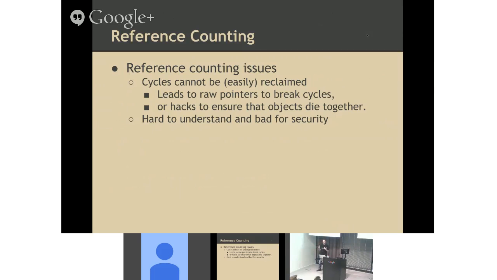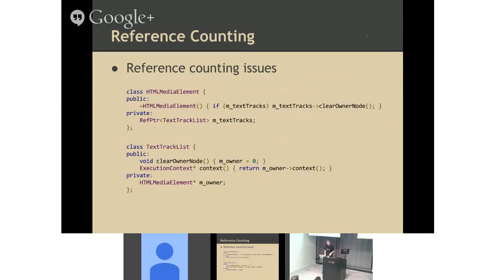The fact that we cannot reclaim cycles with ref pointers leads to nasty things. It leads to the use of raw pointers to break cycles, and it leads to hacks otherwise to ensure that objects live and die together. Both of these things are hard to understand, and they're also really bad for security, in particular the raw pointers that can become stale. That's very small. Can you even see that? Anyway, I have a couple of examples here.